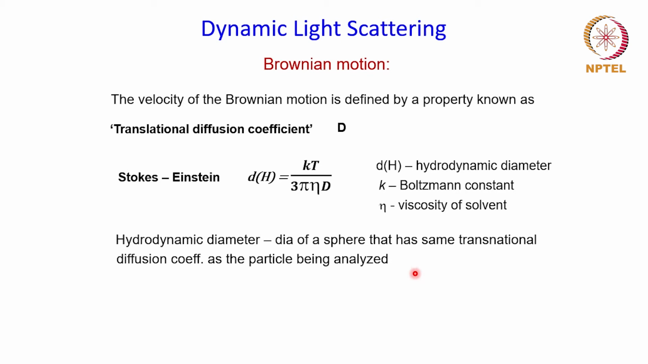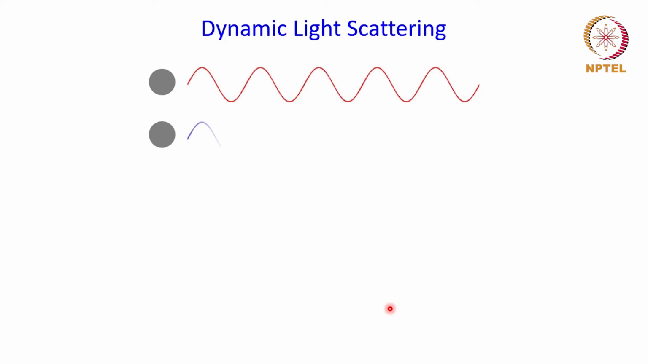So in order to understand how that is done, you need to first understand what is the effect of this Brownian motion as far as the scattering of light by the particles is concerned. So let us try to understand what will happen to these scattered light beams when the particles are in Brownian motion. So let's say this is one scattered beam of light, and there is another one like this.